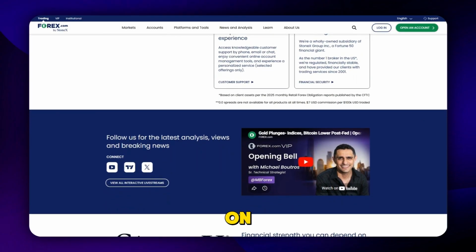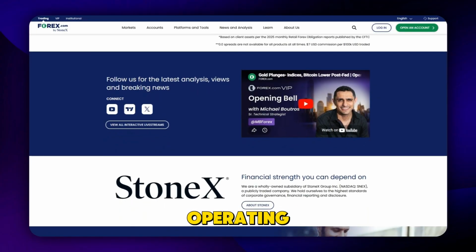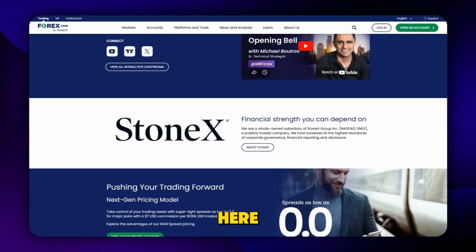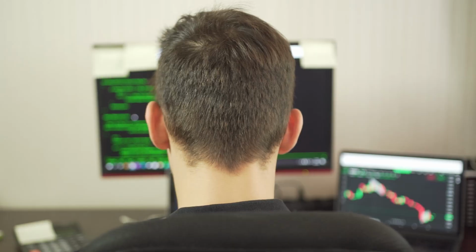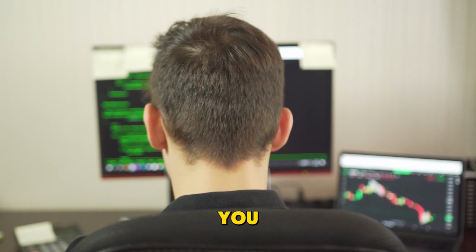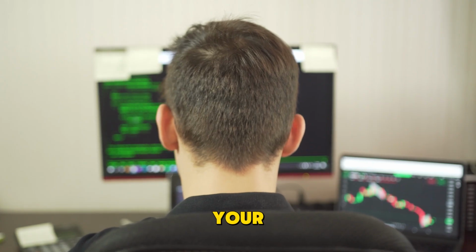Security and trust are strong on both sides, as both brokers are well-regulated globally and have been operating for many years, which means reliability isn't really a deciding factor here. And instead, it comes down to what kind of trader you are and how you plan to trade. So in the end, the better choice depends on your strategy.